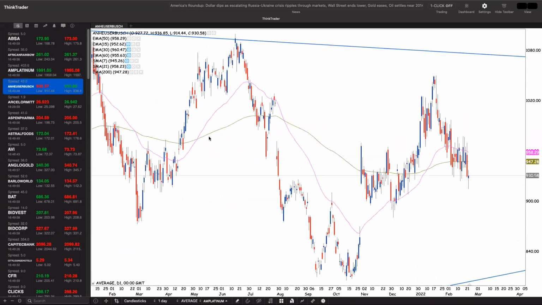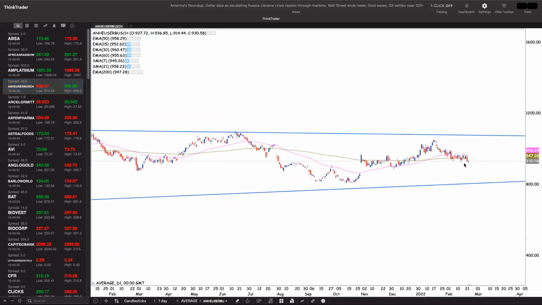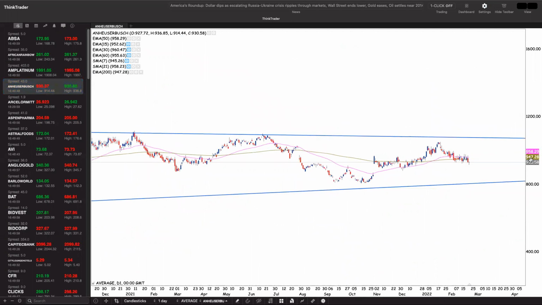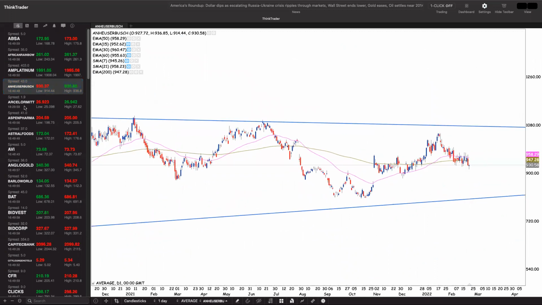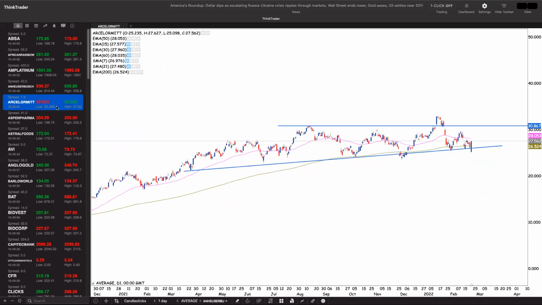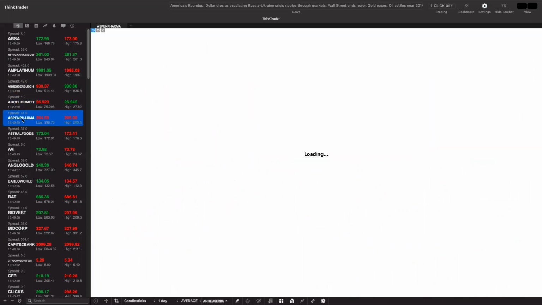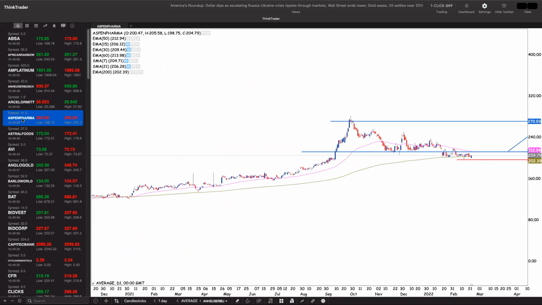AB InBev, not looking very good. Nothing good happens on the 200-day exponential moving average, so I move right along. So I'm going to skip Exxaro because the CFD is not available. It's too small a share, I think. Yeah, and liquidity issues.